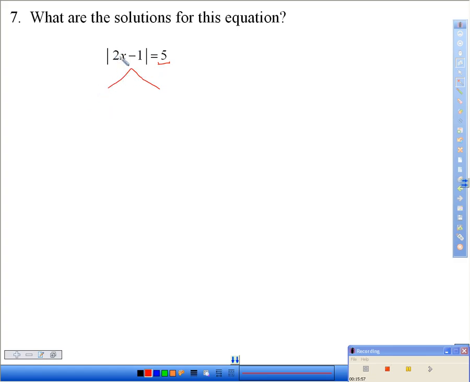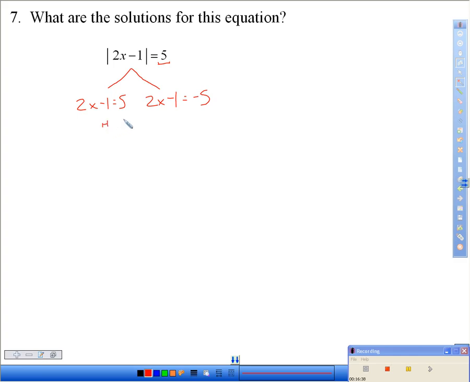We know that this expression inside the absolute value bars, since we're taking the absolute value of it, the value of this expression can either be positive 5, because the absolute value of positive 5 is 5, or it can be negative 5, because the absolute value of negative 5 is also 5. So we'll set up 2 equations. 2x minus 1 equals 5, and we said that 2x minus 1 could also equal negative 5. At that point, we just need to solve those 2 equations.